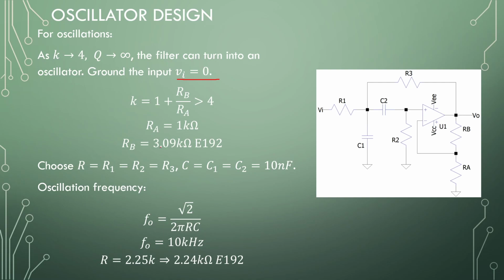So picking RA 1 kilo ohm and RB 3.09 kilo ohms, we will already have our oscillation ready. Okay, so we can start getting oscillations. Picking R3, R2 and R1 the same values and the same capacitors, we can pick an oscillation frequency. So for 10 kilohertz, 2.24 kilo ohm resistors and 10 nanofarad capacitors, and we have ourselves a 10 kilohertz oscillator.